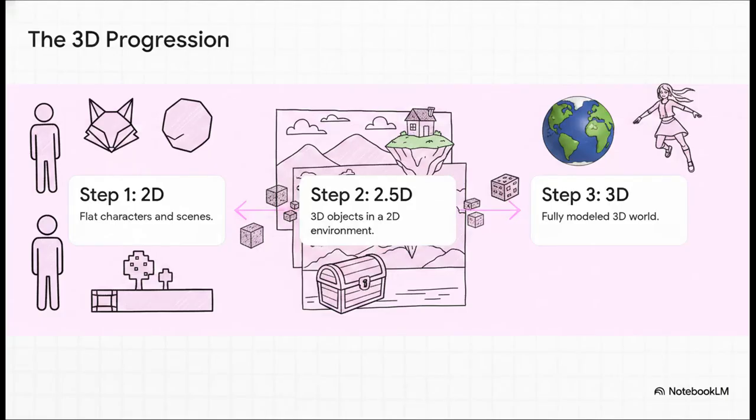Understanding this progression is super helpful. So you've got flat 2D on one side and this totally immersive 3D world on the other. But what's this thing in the middle, 2.5D? Think of it like a digital pop-up book. It cleverly uses objects that look 3D inside a 2D scene to create this awesome illusion of depth. It gives you that cool 3D pop without the full 3D price tag.